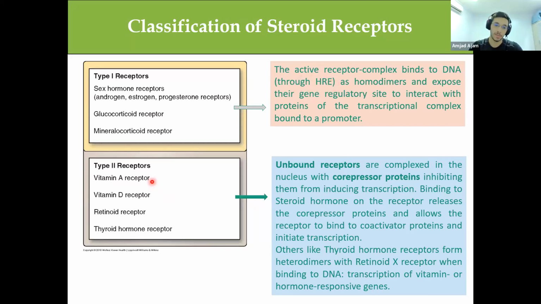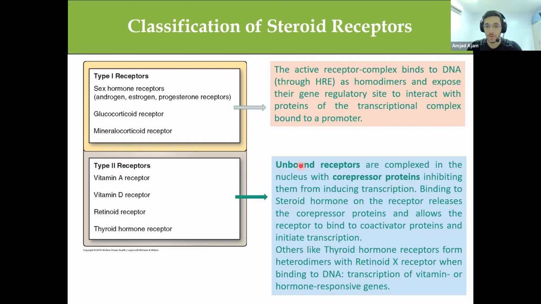Type 2, on the other hand, which is the nuclear receptor. When it is unbound, what does unbound mean? Meaning there is no hormone. The hormone didn't come. The receptor is on its own in the nucleus. So once there are unbound receptors, we need something to inhibit transcription because there is no hormone. There is nothing telling us to induce transcription. And because this type 2 receptor is already in the nucleus bound to DNA, we need something to inhibit transcription.